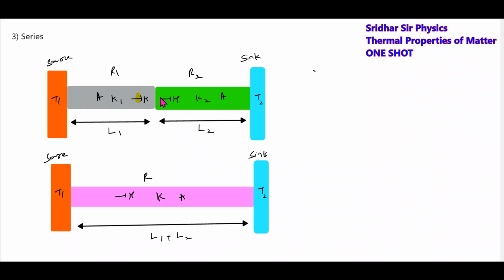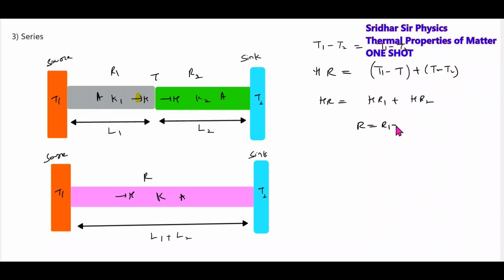Now, since the heat supplied is the same, let T be the temperature at the junction. Then the temperature difference T1 minus T2 is equal to T1 minus T plus T minus T2. What is T1 minus T2? Heat current H into R. What is T1 minus T? The temperature difference across this equals heat current into resistance. So R is equal to R1 plus R2. When the two rods are in series, the same heat current will flow. The amount of heat flowing per unit time will be the same.